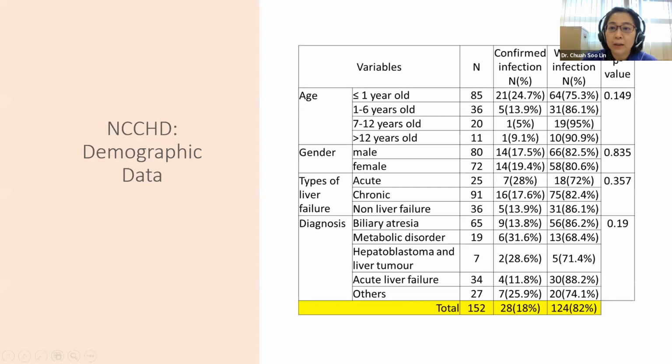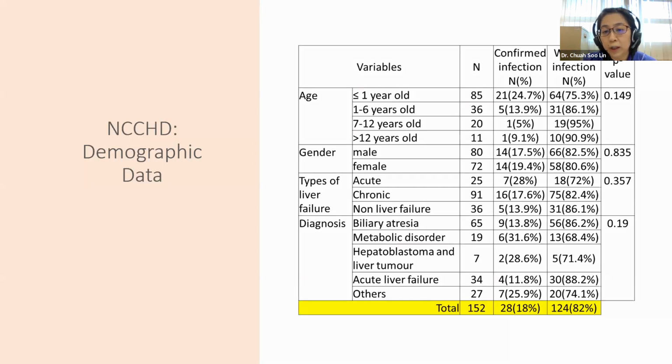So this is a general overview and the demographic data. More than 50% of the patients are less than 1 year old, and there are equal distributions of gender for male and female. They do more liver transplantations for chronic liver failure, specifically biliary atresia.